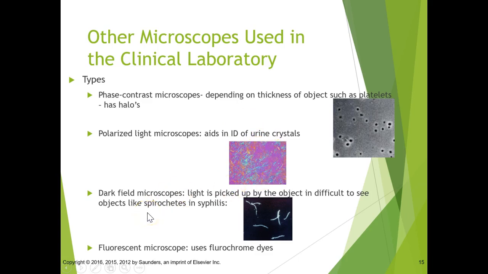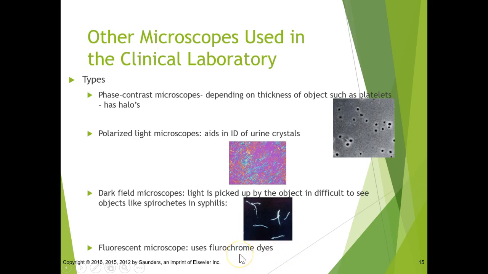Dark field microscopes, light is picked up by the object. So for example, spirochetes in syphilis actually look like this. It's caused by Treponema pallidum. It's the syphilis agent, and it's like a corkscrew. They're almost impossible to see on gram stain. They're so tiny, but if they're like this, it would make it a little easier. Even with this, very, very difficult. We usually have to use other types of testing methods to see these.